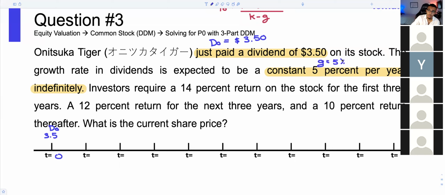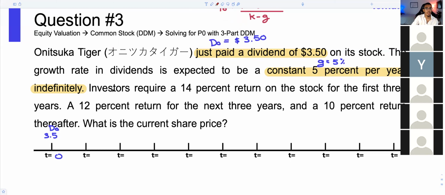Okay? So we have our g. Literally, this is telling you, hey, every year we're going to grow by 5%. This is very important. Okay? Every year. This is exactly what we're telling you. Alrighty? Then we're telling you something really interesting.